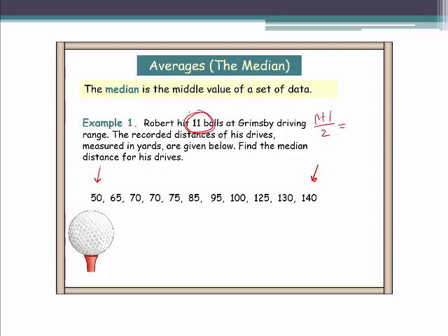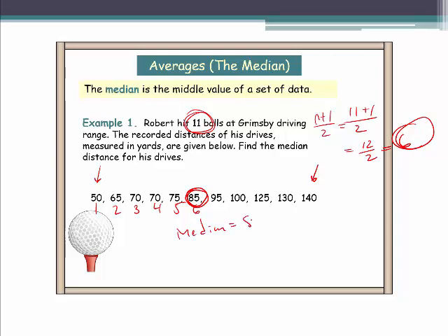Well, n is the sample size. So this is 11 plus 1 divided by 2. This is 12 divided by 2. What I'm saying here is the median is in position 6. So in ordered data, this is position 1, 2, 3, 4, 5. Here is position 6. So what I'm claiming to you then is that the median of this data set is the value 85.